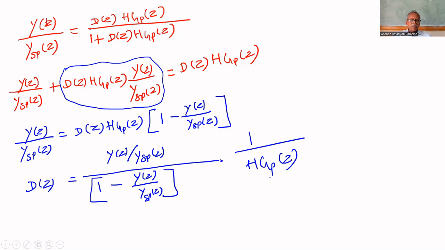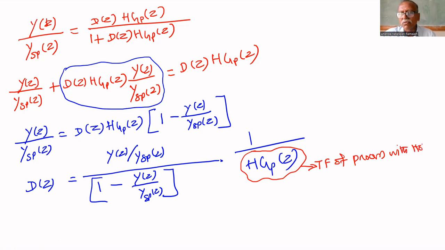Whatever may be the digital controller, this is the expression. What is this? It is the transfer function of the process with hold circuit. What is Y of Z by Y set point of Z? Y of Z is the output response. What is Y set point? It is the input, the reference. So if you know all these things, we can find D of Z.